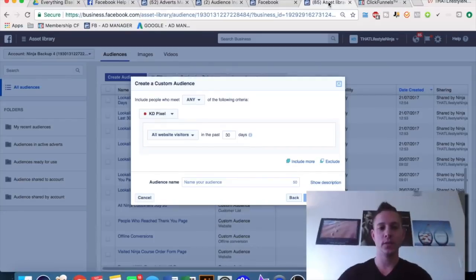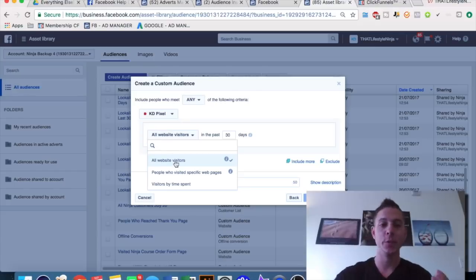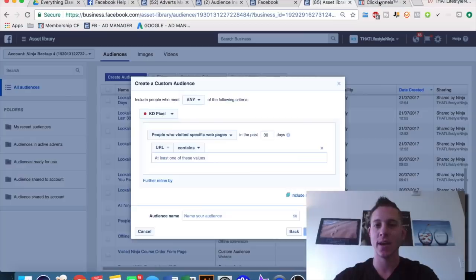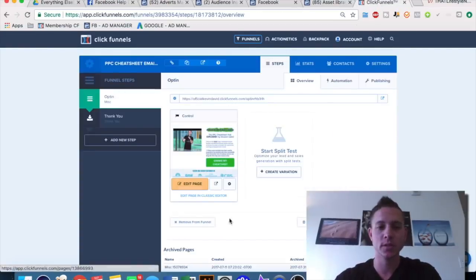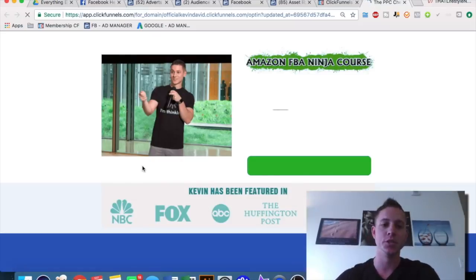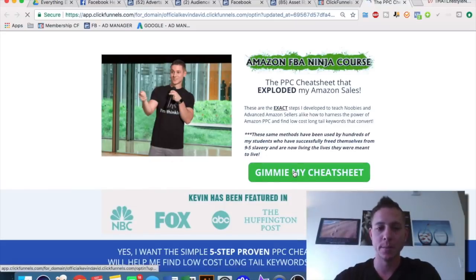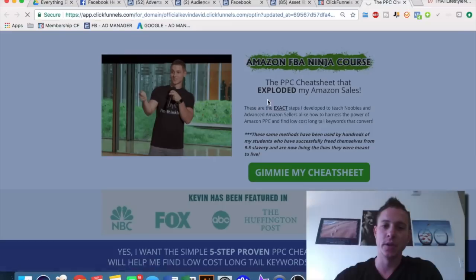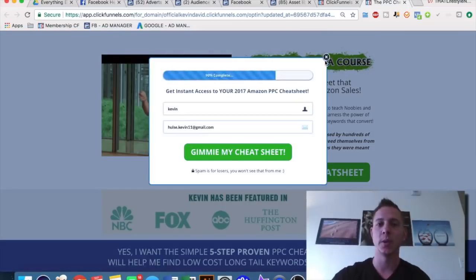So the way that I like to use this is people who visit a certain page of a website, and then we can exclude people who don't. That sounds a little bit complicated right now, but I'm going to show you exactly how we do it just to make things clear. So this is a simple opt-in page, right? If people want the PPC cheat sheet that I created for my Amazon FBA business, they enter their email here, and then they're prompted to the next page where they can download it.